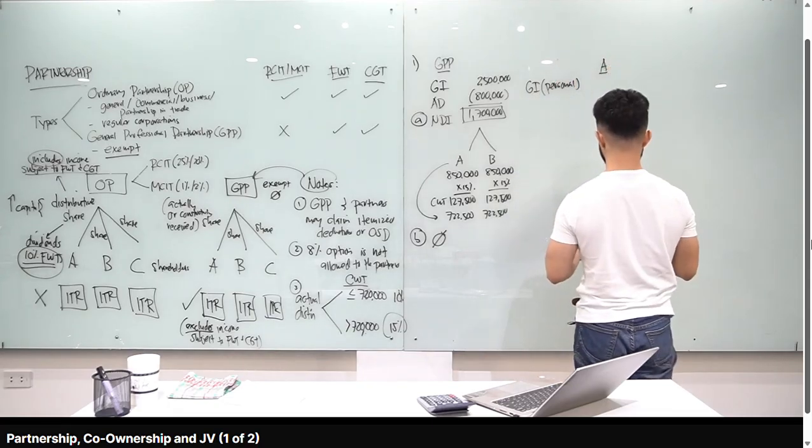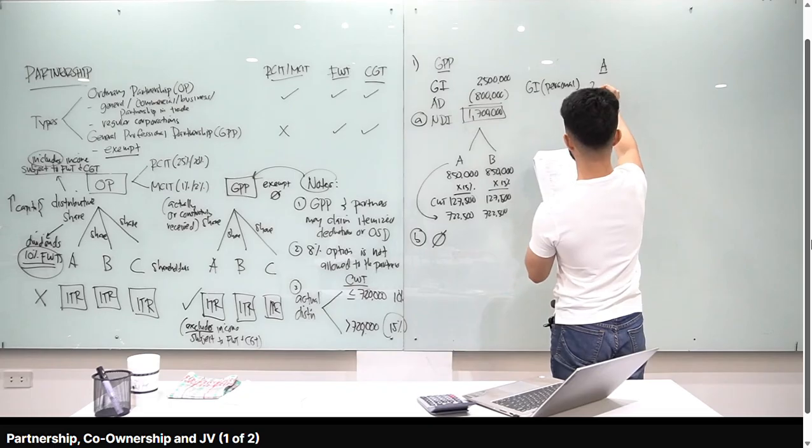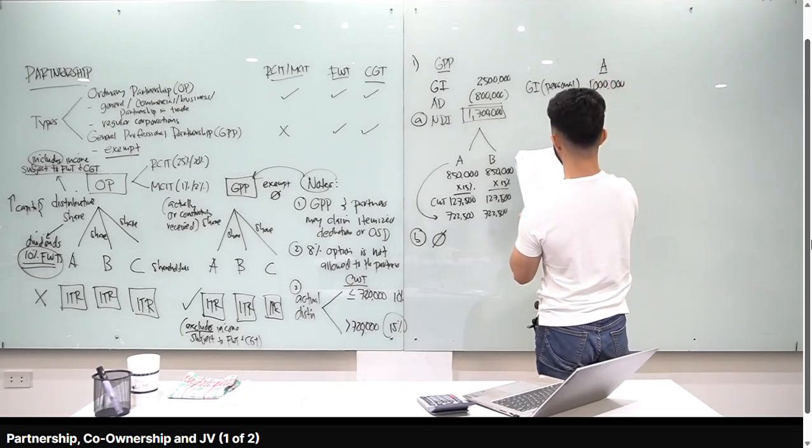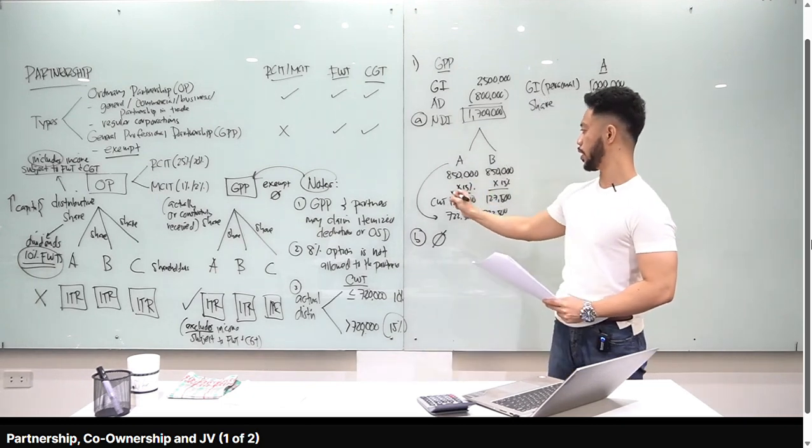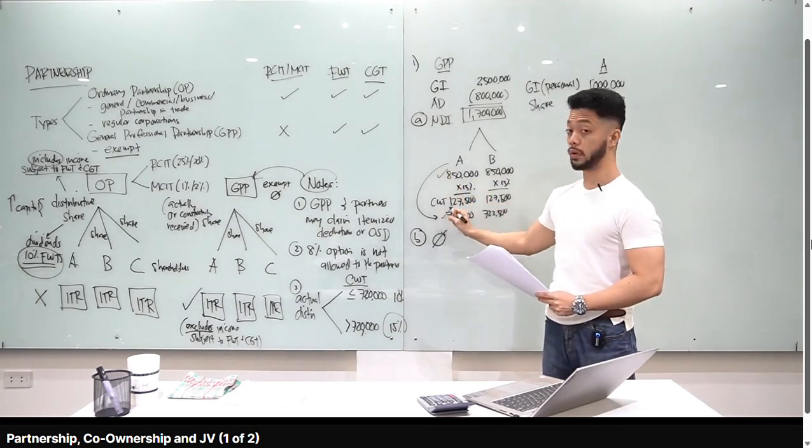Okay. Personal niya is 2.5 million. 1 million lang kay partner A. And then, meron siyang share from the GPP. Okay, how much? Class, ano ilalagay natin dyan? Is it 850,000 or 722,500?